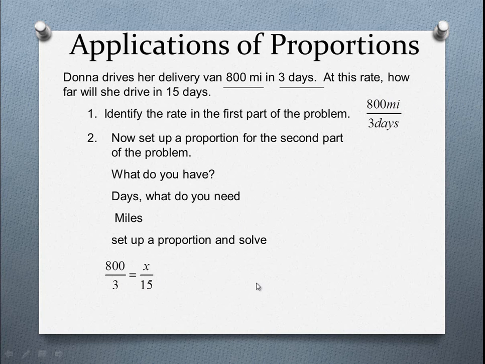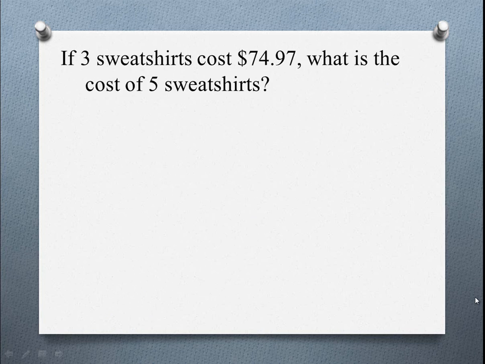Now I'm going to do my cross products to solve it. 800 times 15 and 3 times x gives me 3x equals 12,000. Divide both sides by 3 and x equals 4,000 miles. Don't forget to label it. So you always set up a proportion with matching to matching equals matching to matching.